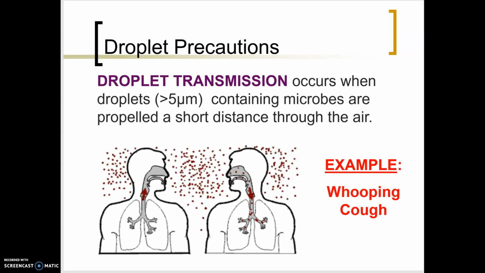The droplet transmission, this is the one we're quite worried about now because of COVID-19. This occurs when droplets, which are a little bit greater than 5 micrometers in diameter, contain the microbes and are propelled a short distance through the air. So right now we're telling people to stay 1 meter away from each other, because generally droplets, when someone's talking or even coughing, are heavy, and they tend to come out of the mouth and fall down within 1 meter.